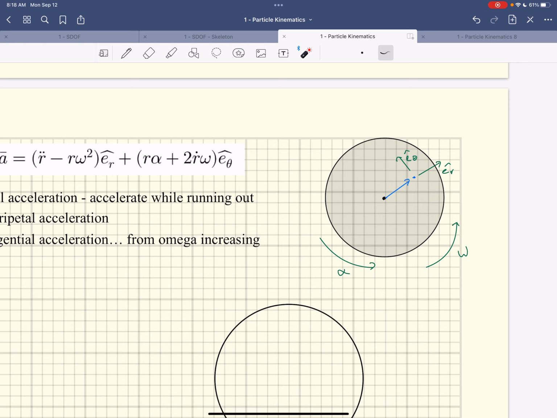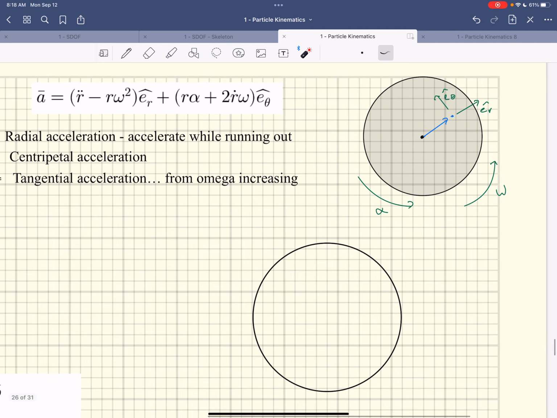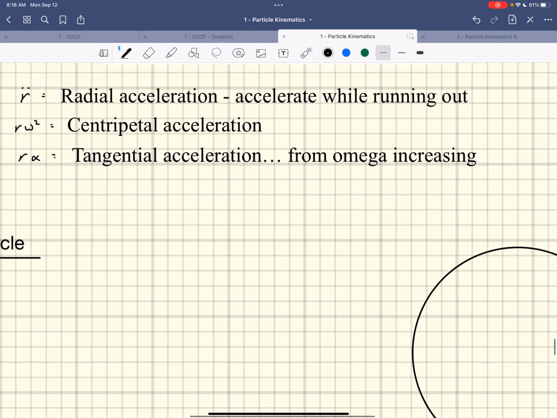That component, with omega increasing and velocity increasing, has to be acceleration. There'll be acceleration in that direction. That's in the e theta direction, right? All those are pretty straightforward. The last one, this one's a little less straightforward.